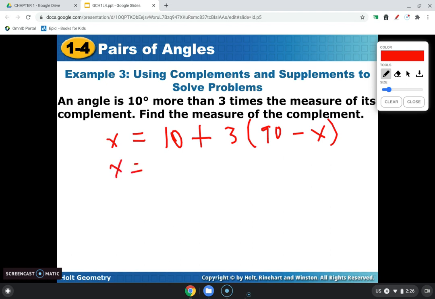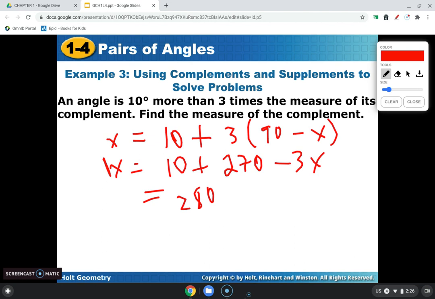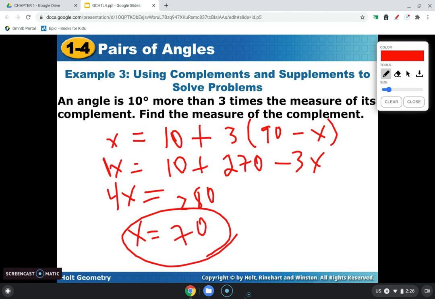All right, now I got to do my algebra. 10 plus, I've got to distribute the 3, 270 minus 3x. Okay, so remember that's like 1x over there. 10 plus 270 is 280. Then I'm going to add 3x over to the other side, so that's going to give me 4x to get rid of that negative 3x. Divide by 4. So your answer is 70. So you're going to take your words and turn them into an equation and solve. These ones you can solve for because there is an equal sign.